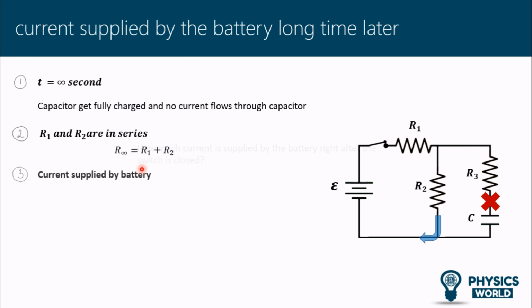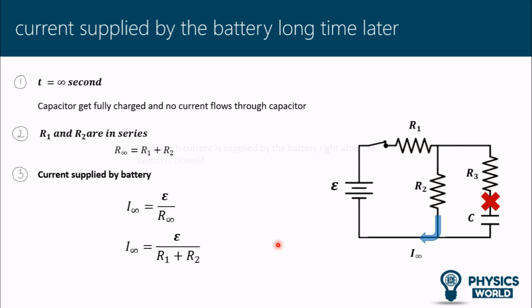Now friend, we will calculate the current supplied by the battery using Ohm's law. So the current supplied by the battery is I infinity, which is calculated by I infinity is equal to E upon R infinity. Putting the value of R infinity, we get the current supplied by the battery a long time later, which is E upon R1 plus R2.